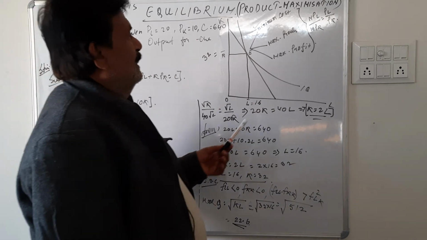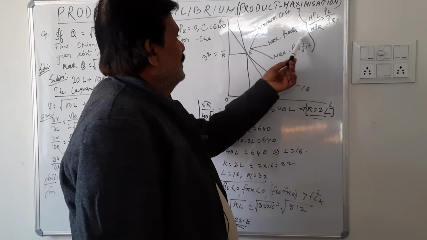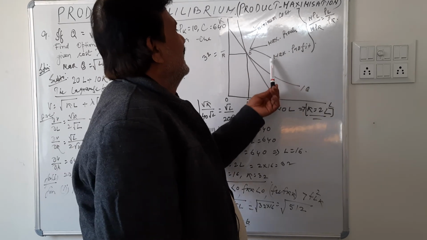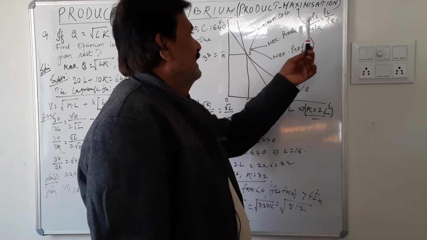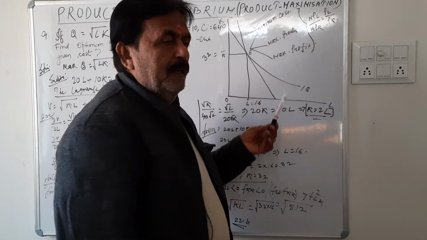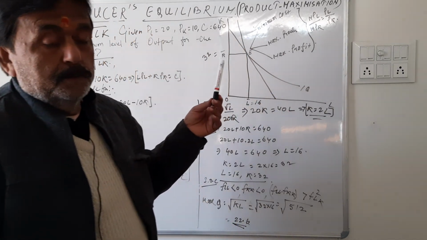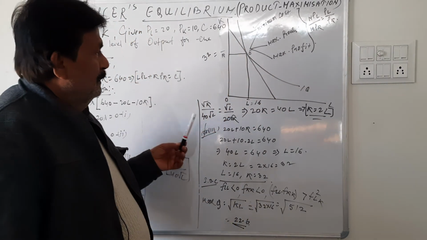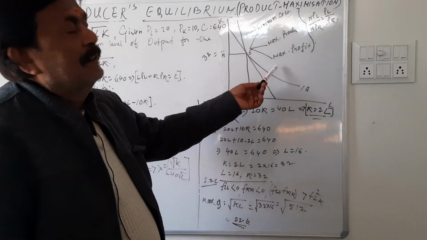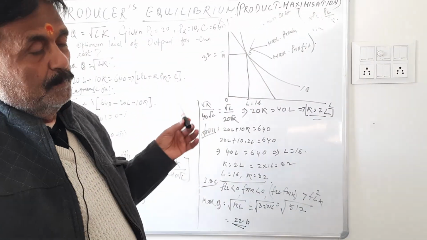Now, in the next class, we shall be maximizing profit and shall be reaching the same conditions, and this will be the final way of explaining the producer's equilibrium. So in the next class, we shall be explaining profit maximization in producer's equilibrium.